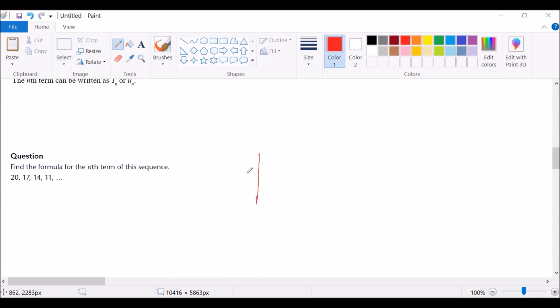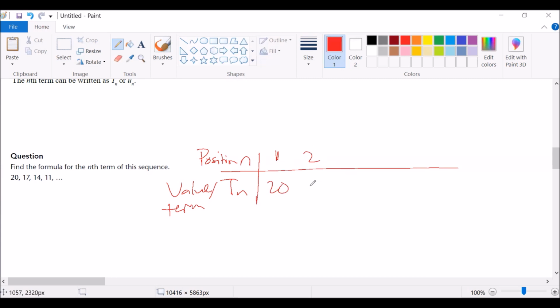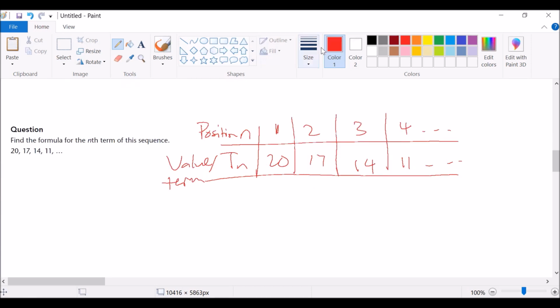We can put this information in a table: n, which is our position, and Tn, which is our value or term at position n. If n is 1, we have 20. That's the first term. The second term is 17. The third term is 14. The fourth term is 11, and so forth. Now we have the general formula Tn is equal to An.